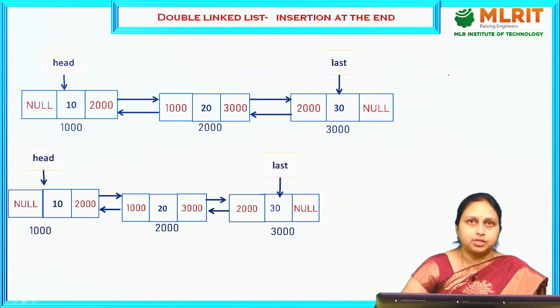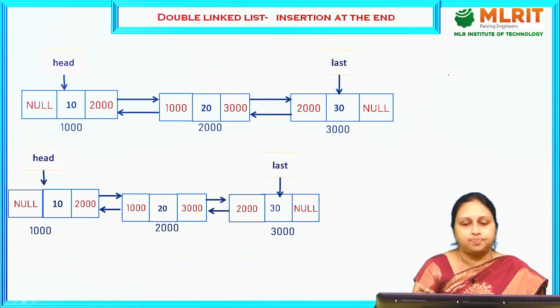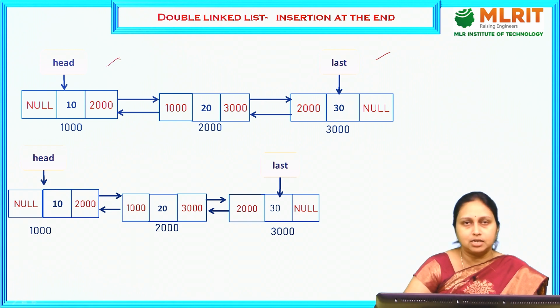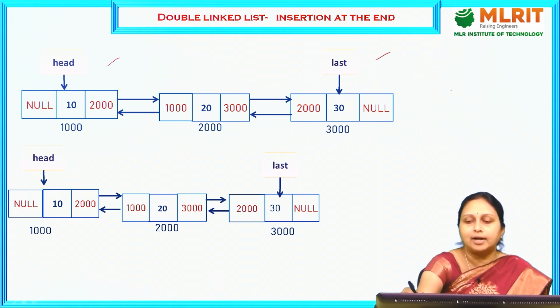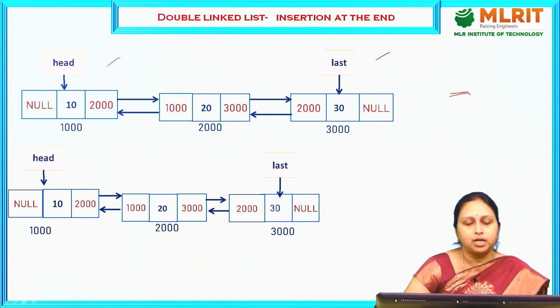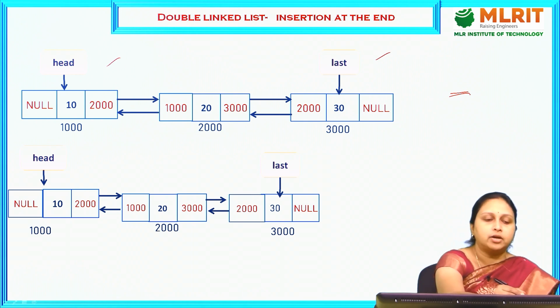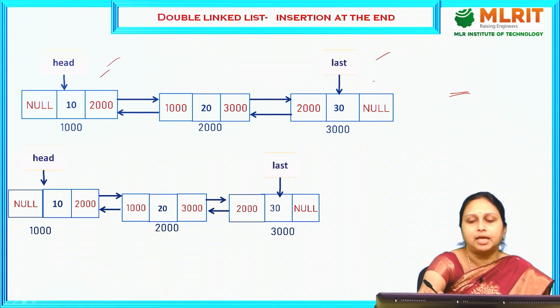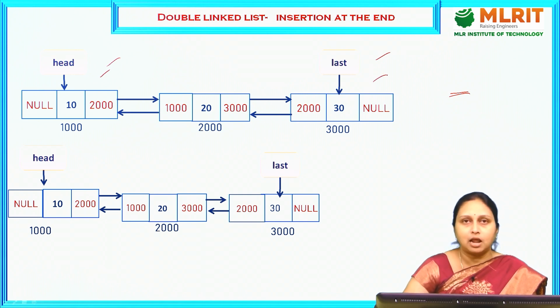Coming to the next insertion, inserting a new node at the end of the list. Already we have 3 nodes in a doubly linked list. I need to add a new node at the end of the list, right? You know that the starting node is represented with head, and the ending node is represented with last.